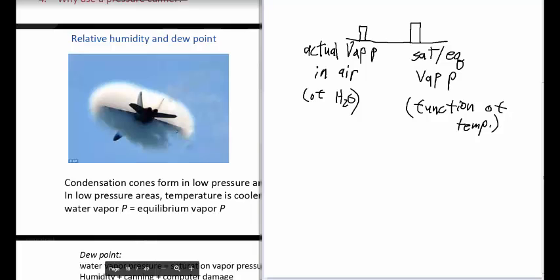When it gets colder, the equilibrium pressure drops, and momentarily becomes lower than the actual vapor pressure of water in the air. And then in order to come to equilibrium again, the vapor pressure in the air must drop, hence the condensation, and you get this condensation cloud.